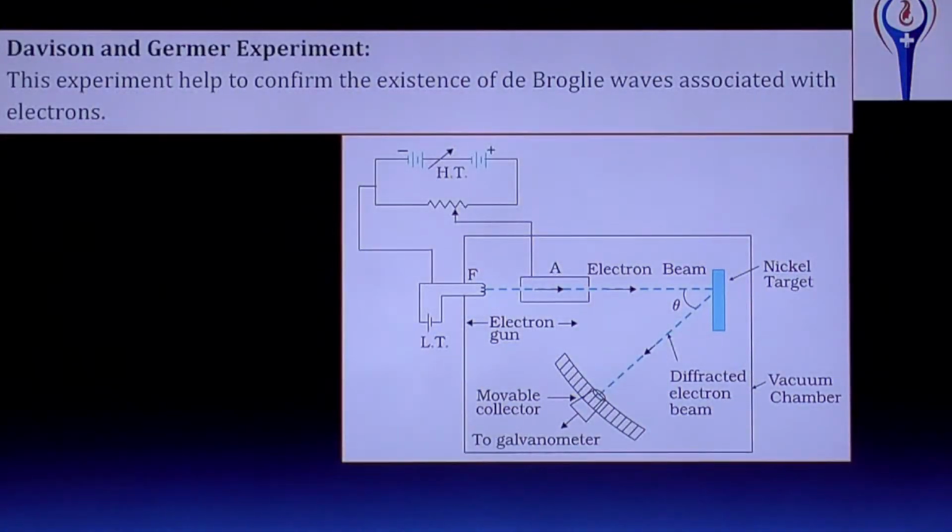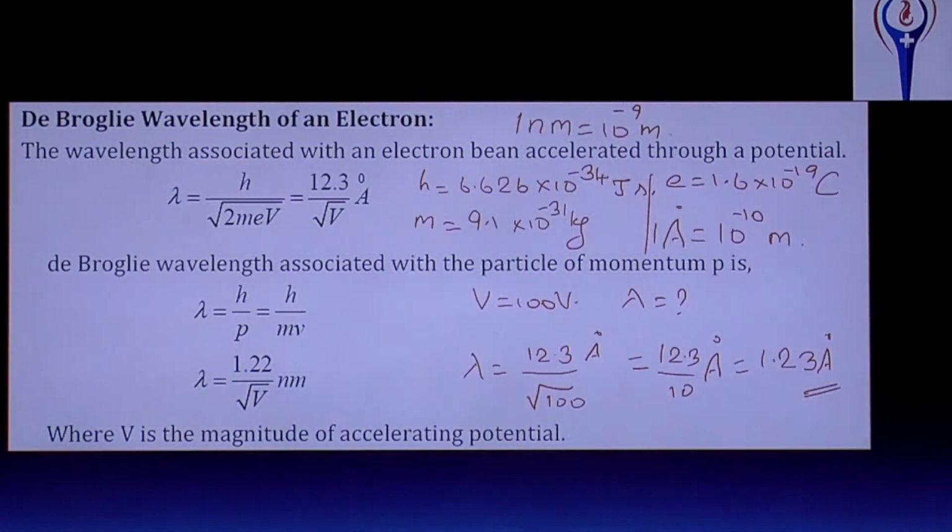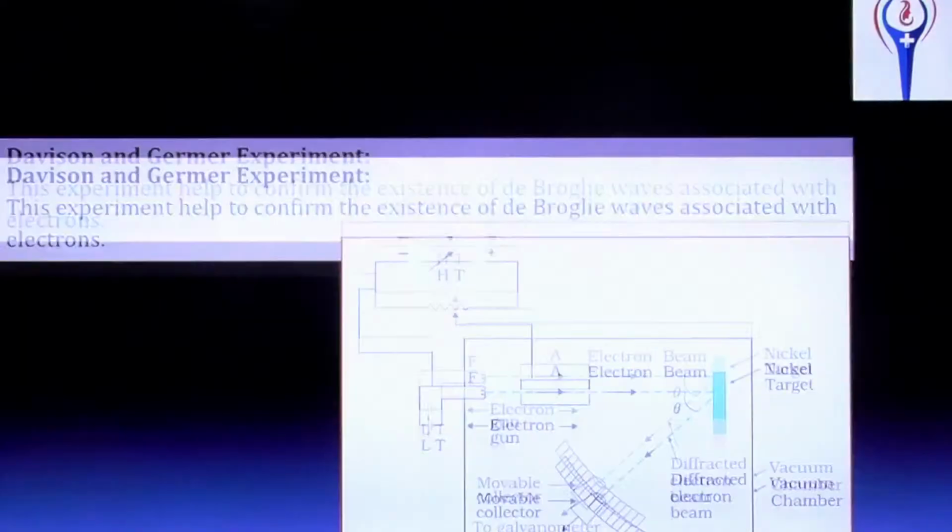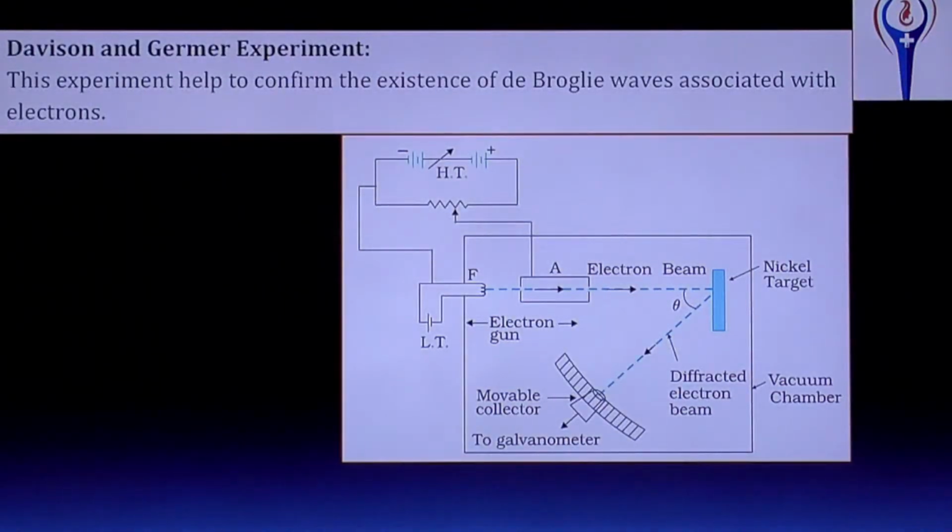And the Davisson and Germer experiment proves the existence of the de Broglie wave. What is the de Broglie wave? It is the wave that an electron-like particle is associated with. That wave is called the de Broglie wave. Other names of the de Broglie wave are matter wave or pilot wave. These are the other names of the de Broglie wave.